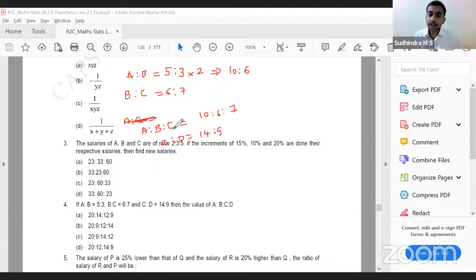Now again to compare, here C is 7, here C is 14. I have to multiply the first ratio by 2. That is 20:12:14. Therefore, A is to B is to C is to D will be equal to 20:12:14:9. Option D. Option D is the right answer.